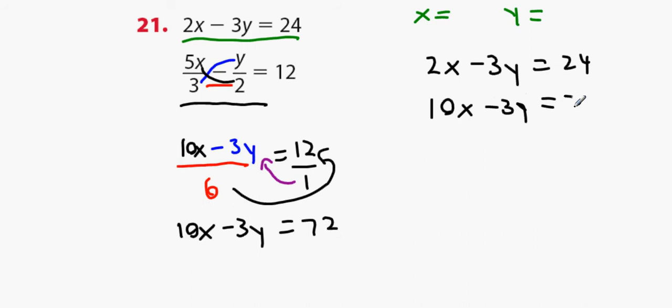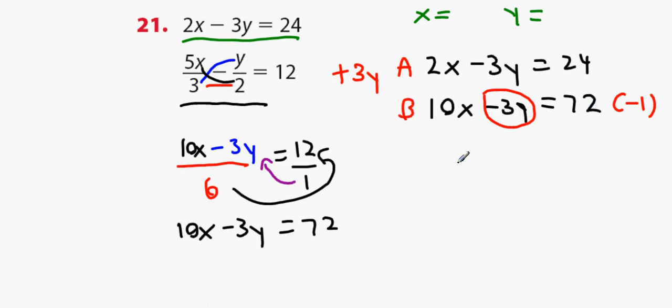Now, as discussed before, in an ideal world, what we would have liked was for this to be a plus 3y. We would have liked this red circle here, we would have wanted plus 3y in here. To turn that into plus 3y, what we could do is multiply both sides by minus 1. So we'll call this equation A, and equation B. Multiply equation B by minus 1 on both sides. So equation A stays the same, but what's going to happen to B is that it's going to turn into minus 10x plus 3y equals minus 72.